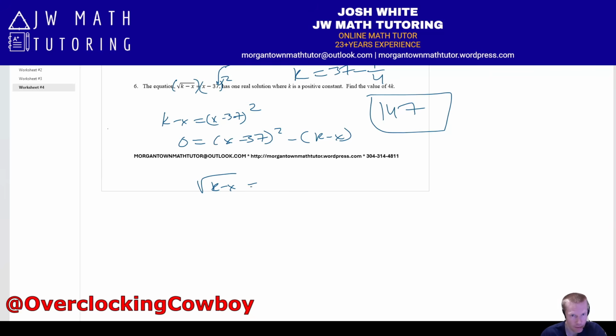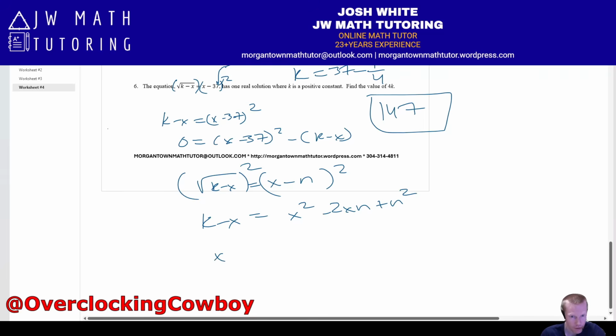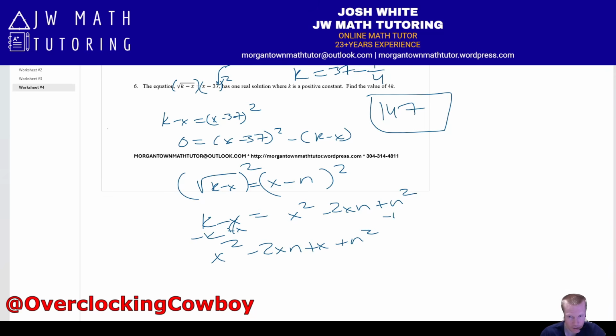So we have this original problem here, and instead of 37, I'm just going to put in a generic n to represent this number. Notice, you square both sides. K minus x on the right side. X squared is going to be minus 2xn. You have to FOIL this out, plus n squared. Now, let's set everything equal to 0. So we get x squared minus 2xn plus x, just moving this term over, plus n squared, and then minus k. So this is now equal to 0.